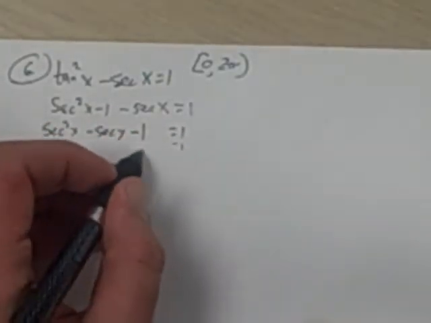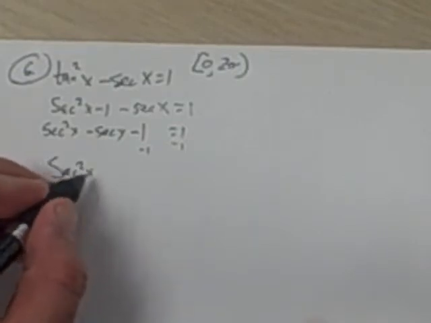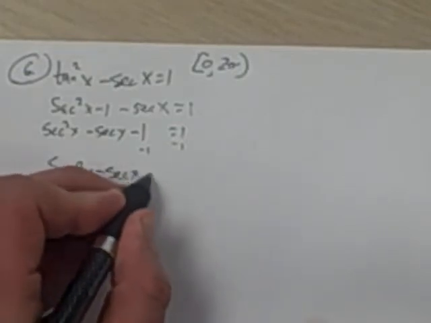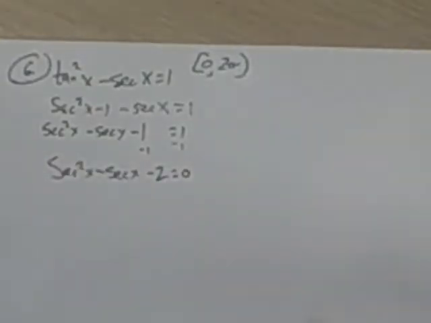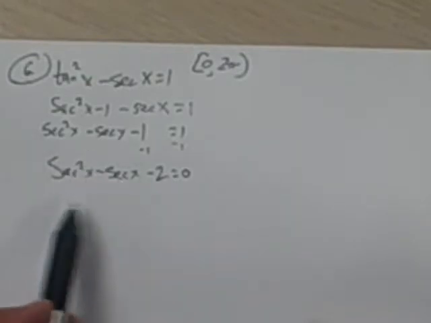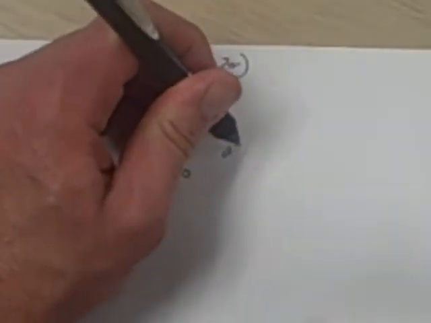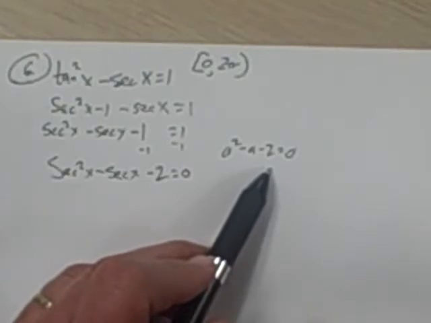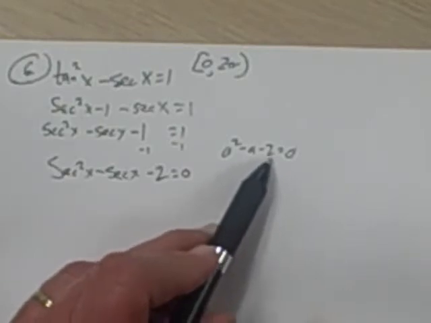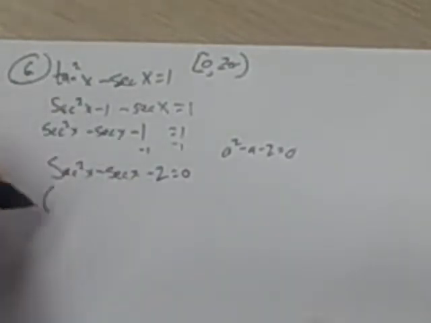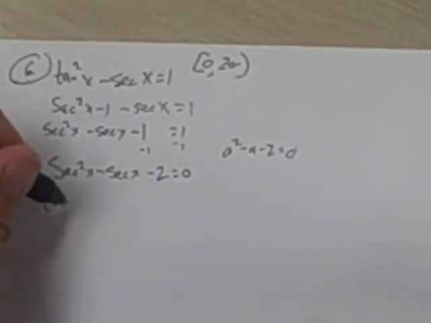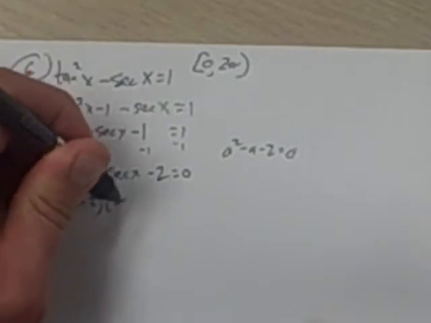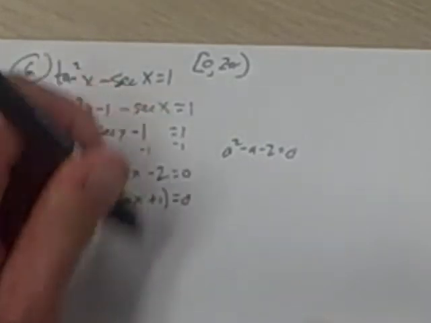Subtract 1 from both sides. Secant squared x minus secant x minus 2 equals 0. And then I could go and try and factor that thing. Remember, you can think of this in quadratic form. Think of it as a squared minus a minus 2 equals 0. And that's going to factor down using a negative 2 and a positive 1, which would add to negative 1 and multiply to negative 2. So this is going to factor to secant x minus 2, secant x plus 1 equal to 0.